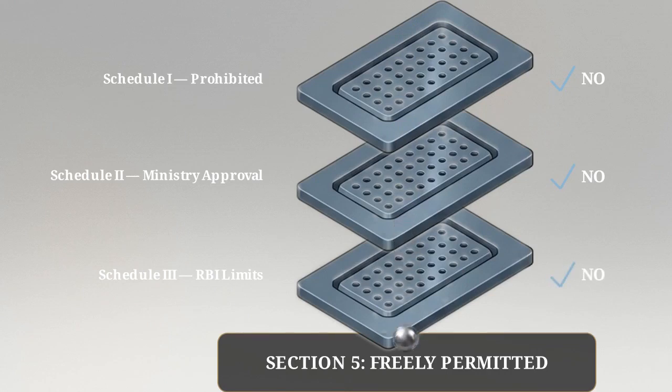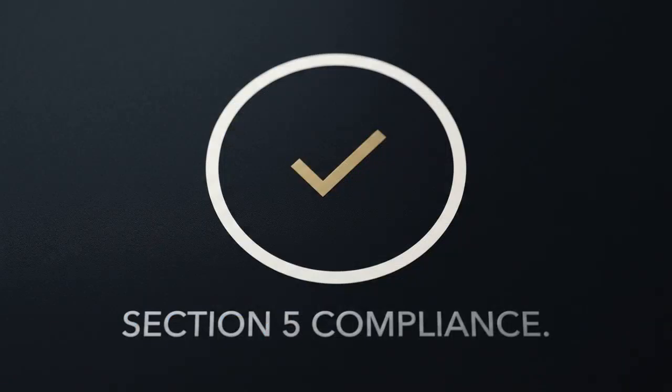Again, no. Because the payment survives all three schedules without hitting a restriction, Section 5 of the FEMA statute guarantees that the remittance is freely permitted. Current account freedom is achieved by proving a negative. If the transaction doesn't hit a restriction in those schedules, the money is free to move.